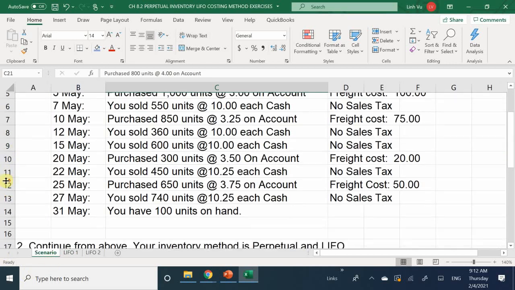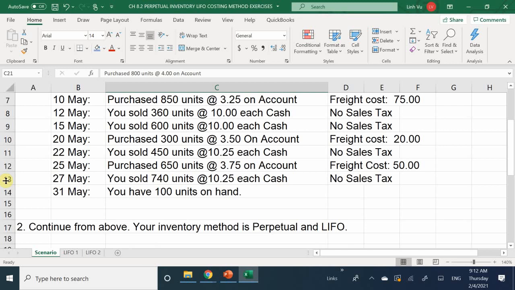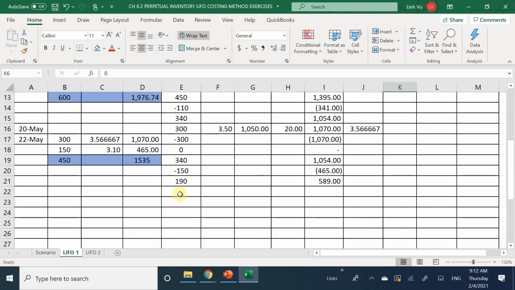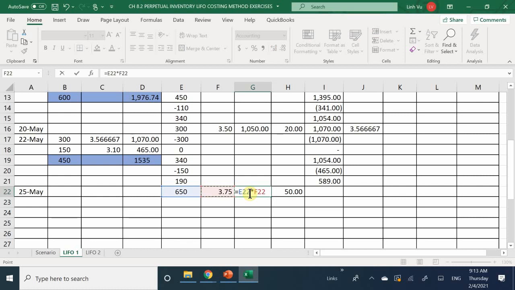Okay, so then what has happened on May 25th? Purchase. We purchased another additional 650 units at 375 with the freight costing me 50. So 650, 375, and 50. May 25th, I purchased another 650. Oh, wrong column. 650 at 375, freight of 50. So what is my total purchase price going to be here? 2,047.50. Okay, yeah, good.